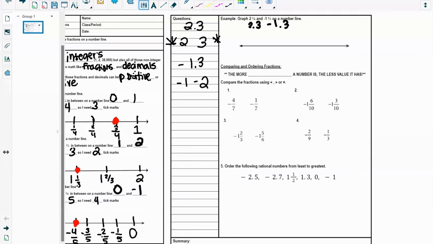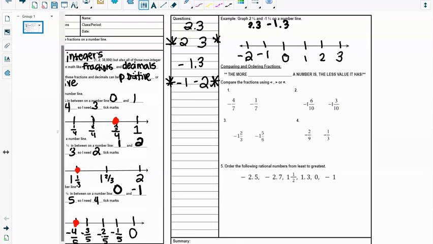Out of these four numbers, I need to find my smallest value and my largest value. My smallest value is negative 2, so that's going to go on the left. My largest value is 3, that's going to go on the right. In between there, I'm going to fill in those numbers. So I'm going to count up: negative 1, 0, 1, 2. So fill in all your whole numbers from there.